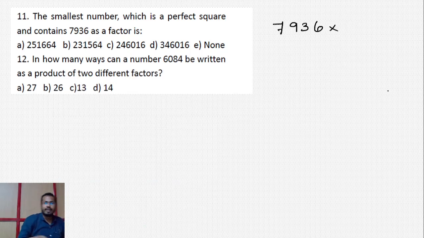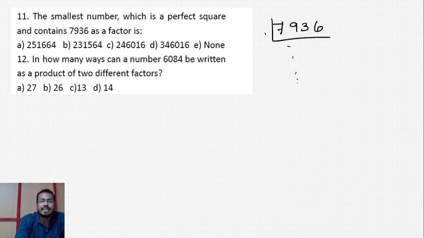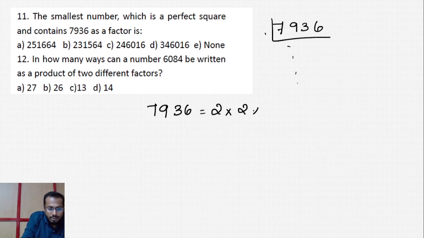The smallest number which is a perfect square and contains 7936 as a factor. As usual, guys, let's take the L division for this and find the prime factors of 7936. I will write the answer directly, you can check with the L division. For 7936, you will get 2, 2, 2, 2, and 4 more 2's, into 31.